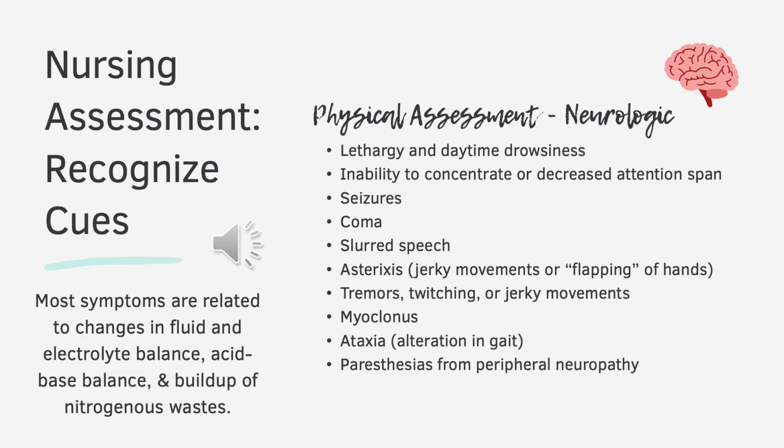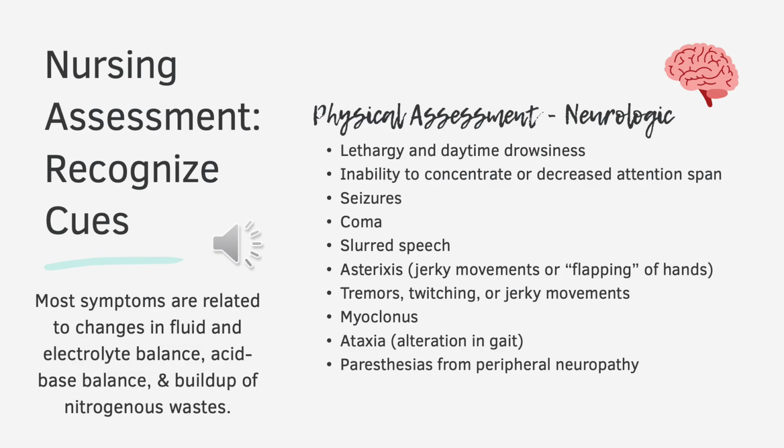So first being cognition and alertness. So patients may have lethargy, they may have daytime drowsiness, or an inability to concentrate, all of which can indicate early stages of uremic encephalopathy. And in more severe cases, symptoms can escalate to seizures or even coma, which signal significant neurologic dysfunction.